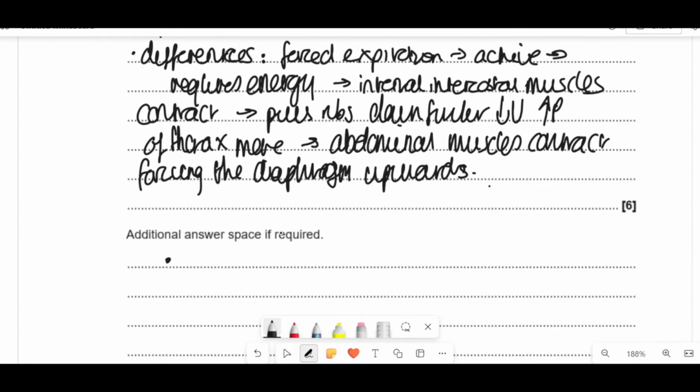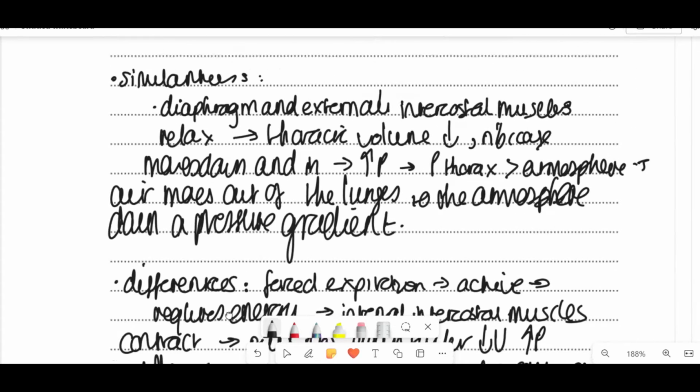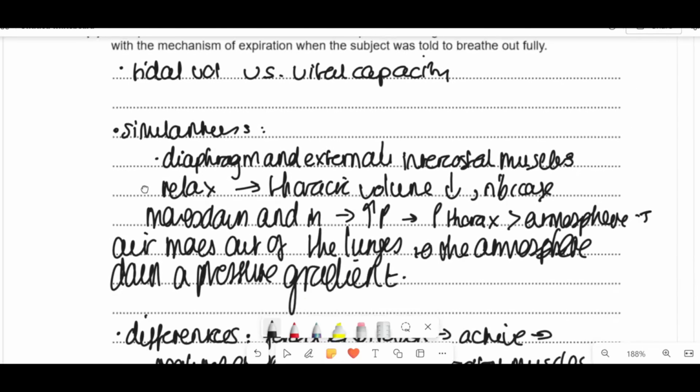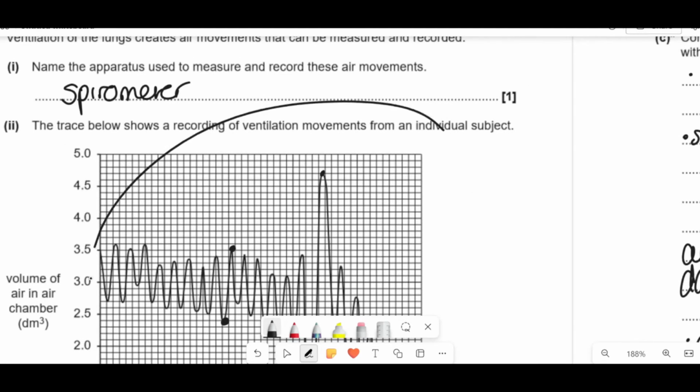So again, with all of these things, I'm talking about the muscle stuff, then what they're doing to the rib cage and abdomen where relevant. Then I'm talking about the pressure and the volume of the thorax, or wherever. And then I'm talking about the movement of air down a pressure gradient. You need to talk about everything step by step, otherwise you do not get the marks. When it says compare and contrast, you're talking about the similarities and the differences. And it's asking about the mechanism of expiration, so how we breathe. You do not talk about anything to do with the spirometer, such as describing it. So be careful to read the question and answer what the question is asking you to do.